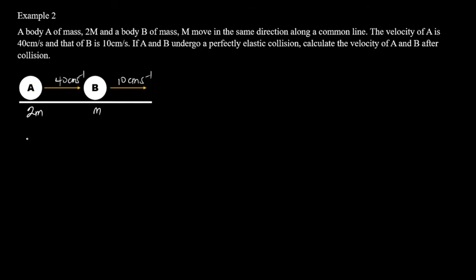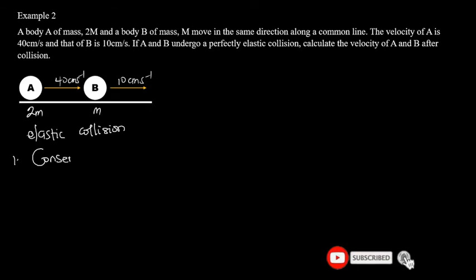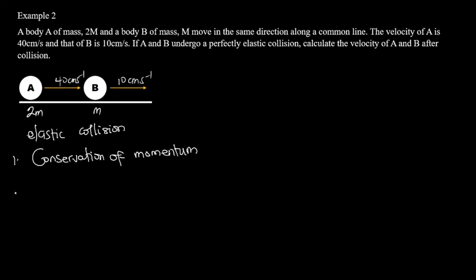Based on the fact that we are looking at an elastic collision, we know that there will be conservation of linear momentum. So let's look at that first. Now the conservation of momentum means the mass of A, initial velocity of A, plus the mass of B, initial velocity of B, should be equal to the mass of A, final velocity of A, plus the mass of B, final velocity of B.